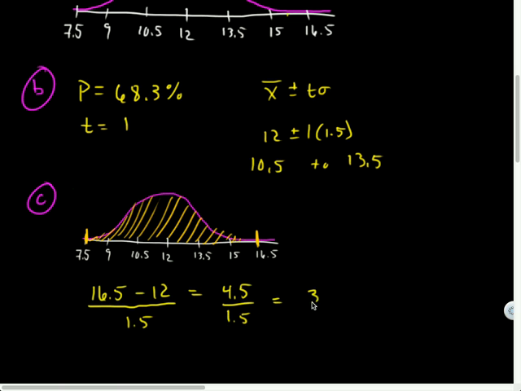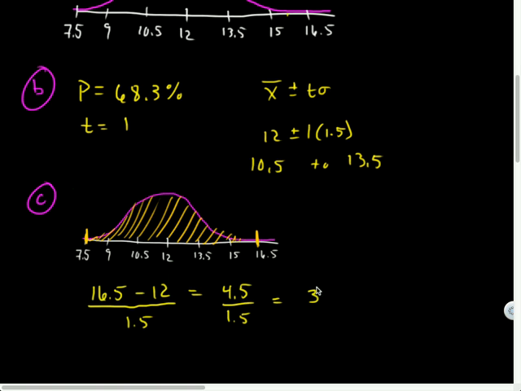So I find out that that's exactly 3 standard deviations. All right, so 4.5 would have been measured in units, and 3 is measured in standard deviations. So that's how you find the standard deviations: taking one of the numbers, 16.5, figuring out how far from the mean it is, and then dividing by what a standard deviation is, right? And that's kind of converting it into standard deviations.